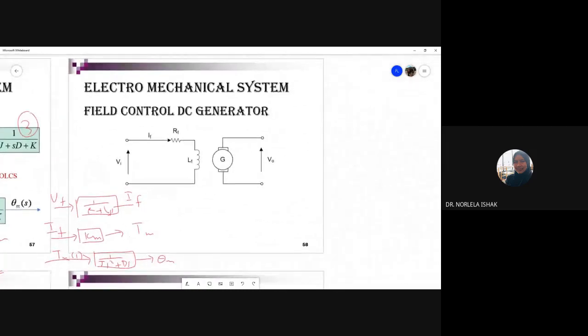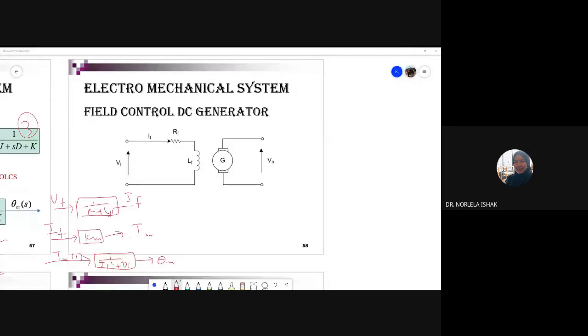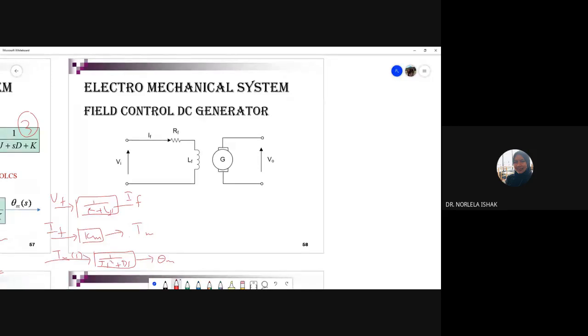Okay, this one. What is this? What is our next system? Field control DC generator. Just now was field control DC motor. This is field control DC generator. Okay guys, can you derive the equation for this system?